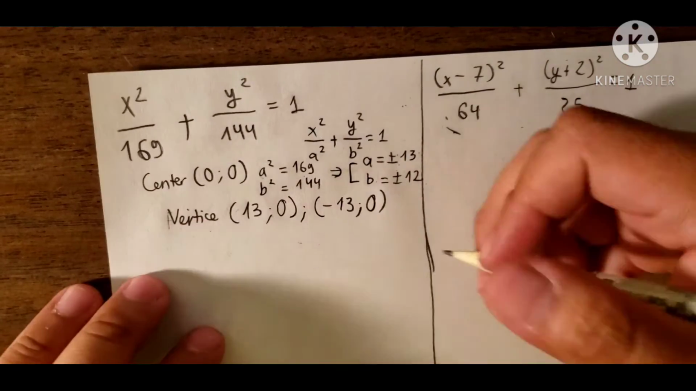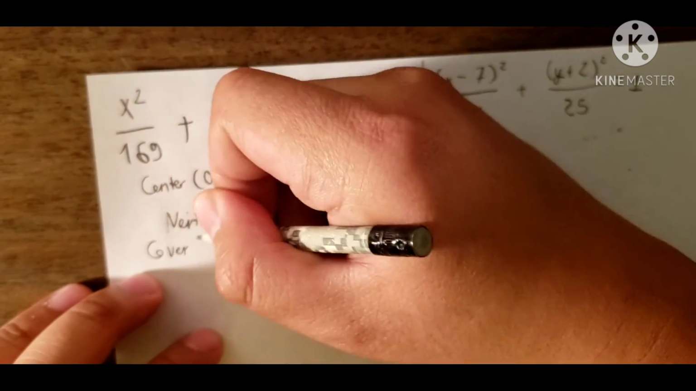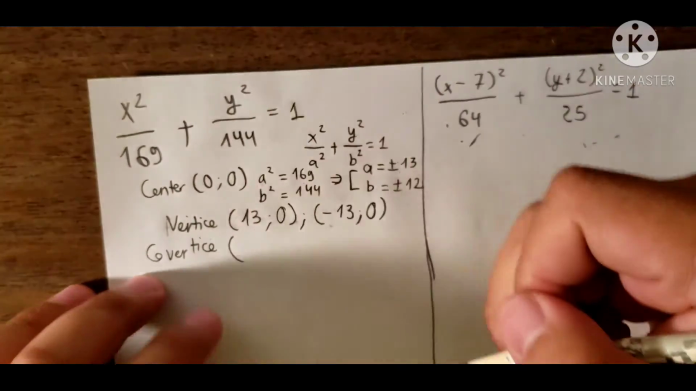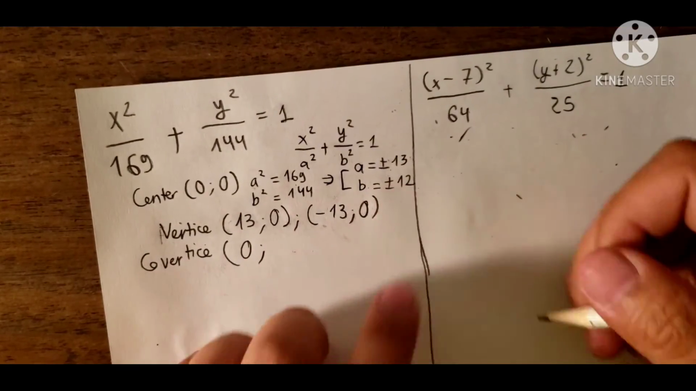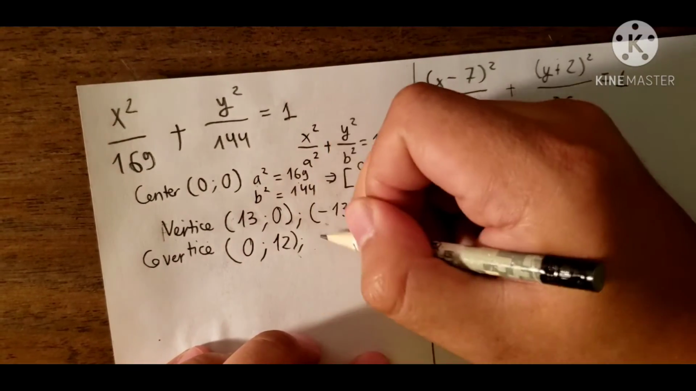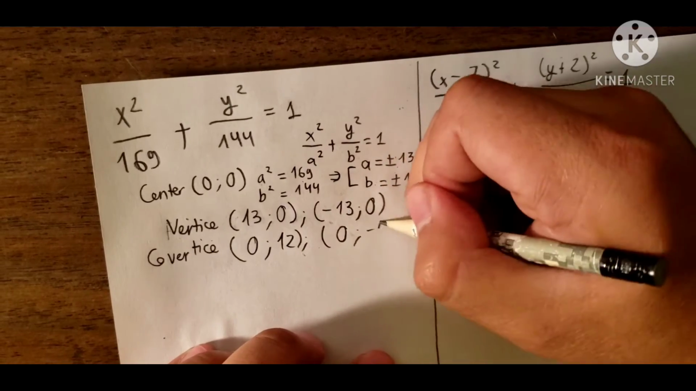So the co-vertex is about the small one. We have the center in here. We put in here, and we have 0 and 12, and 0 and minus 12.